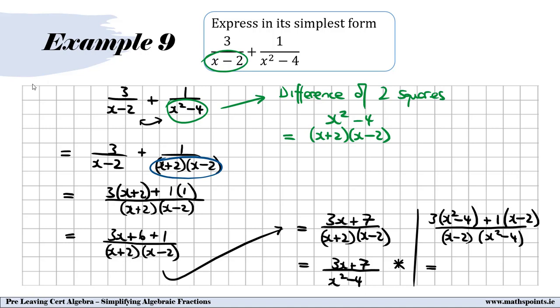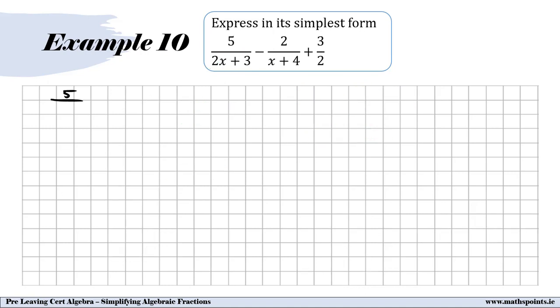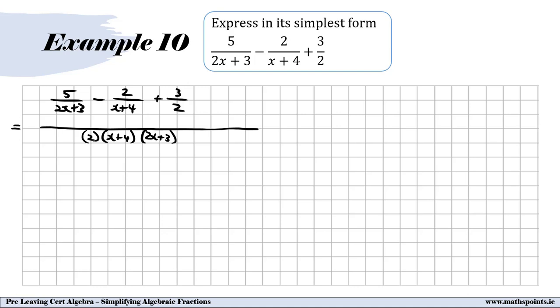So for the final example we're just going to extend to 3 fractions, and we'll see how this becomes a little trickier even though the ideas are the same. So the first thing is to find the common denominator. And again, the common denominator is the product of the denominators of the three fractions. So that's 2 multiplied by x plus 4 multiplied by 2x plus 3. And it doesn't matter the order in which you put these down on the page. We're not going to multiply these out anyway. It's just a common denominator of the product of these three terms.